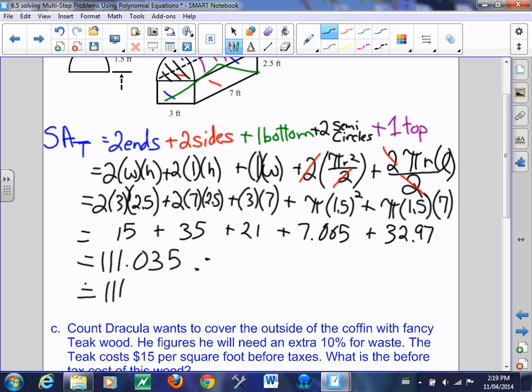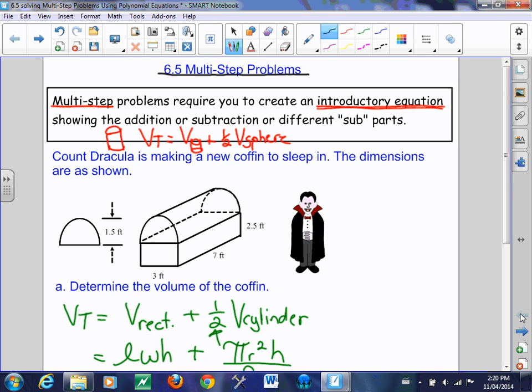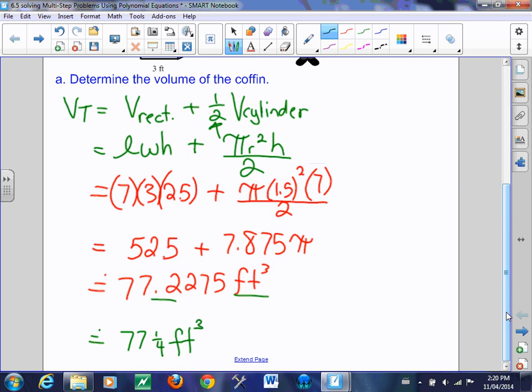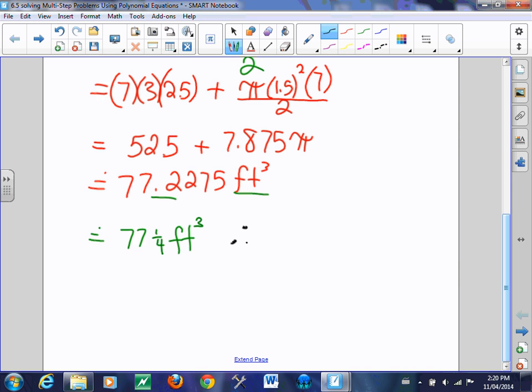Okay, so therefore total surface area is 111 feet squared. Okay, any questions? I'm just going to flip back because I'm wondering if I forgot my therefore statement. Let me just double check here. I did. Sorry, guys. Let's put this back in here. So therefore, total volume, because it's a word problem, is 77 1/4 cubic feet.